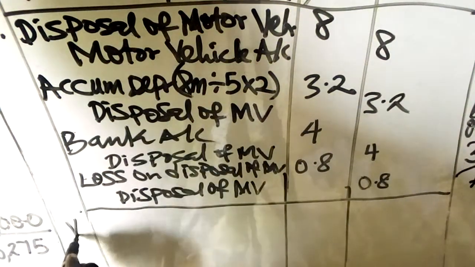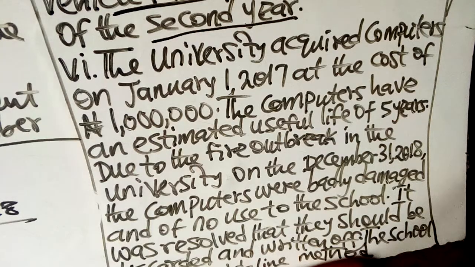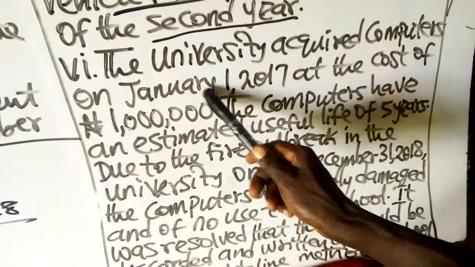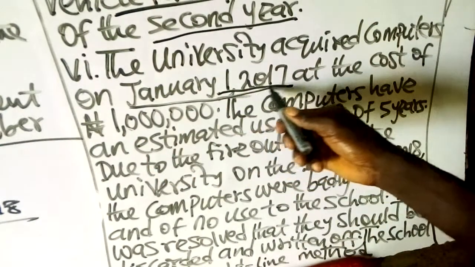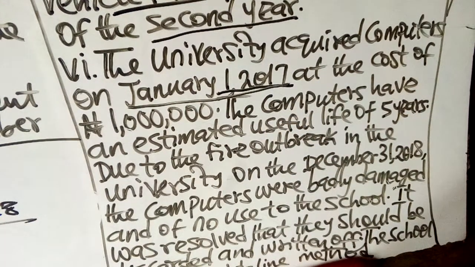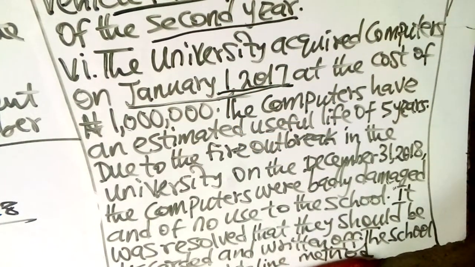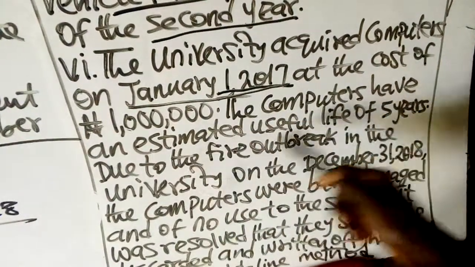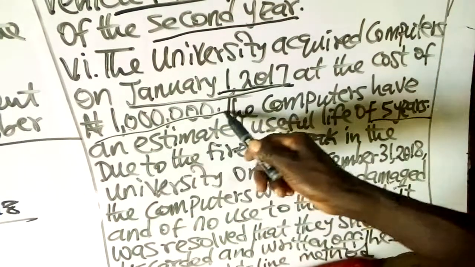Then note 6. The university acquired computers on January 1st, 2017. This computer was also acquired in the previous accounting period. That means it will have been used in 2017 and 2018, making 2 years, since this current period is 2018. It was acquired at the cost of 1 million naira. The computer has an estimated useful life of 5 years. The cost is 1 million. Take note of that.